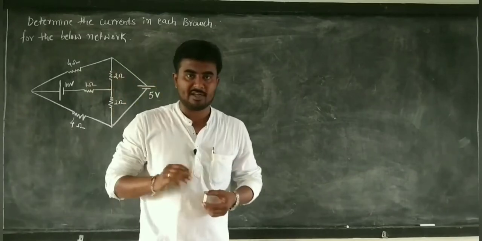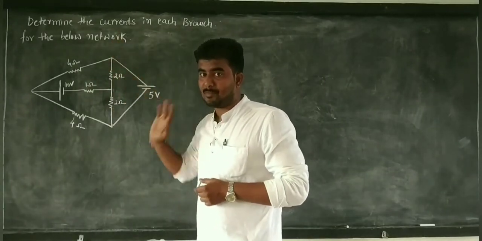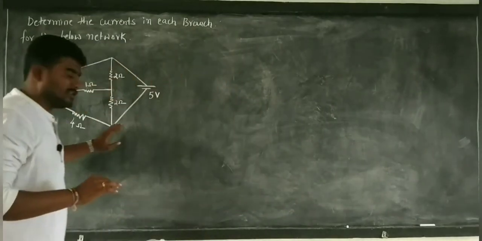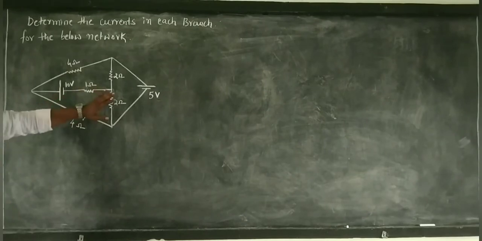This is one complicated circuit in which we are supposed to find out the currents in each branch. Okay, ಒಂದು ಕಾಂಪ್ಲಿಕೇಟೆಡ್ ಸರ್ಕ್ಯೂಟ್ ಐತಿದು. ಈ ಸರ್ಕ್ಯೂಟ್ ಒಳಗಡೆ ಸಾಕಷ್ಟು ರೆಸಿಸ್ಟರ್ಸ್ನು ಅದಾವ, ಬ್ಯಾಟ್ರಿನೂ ಅದಾವ.